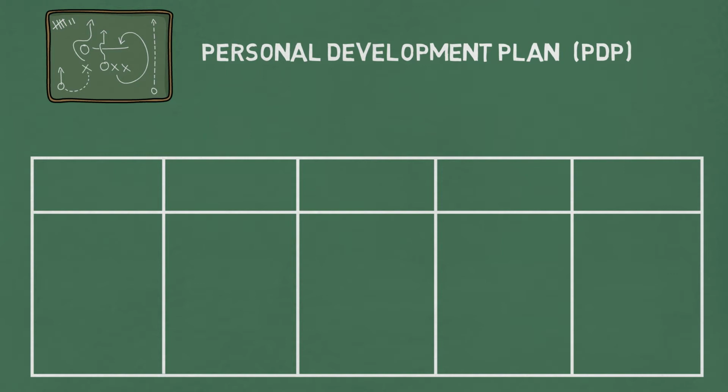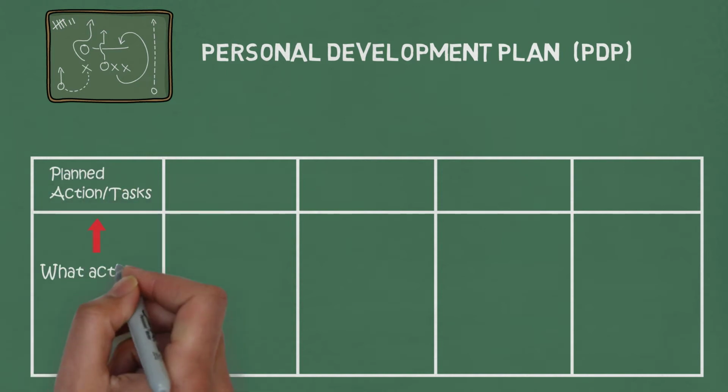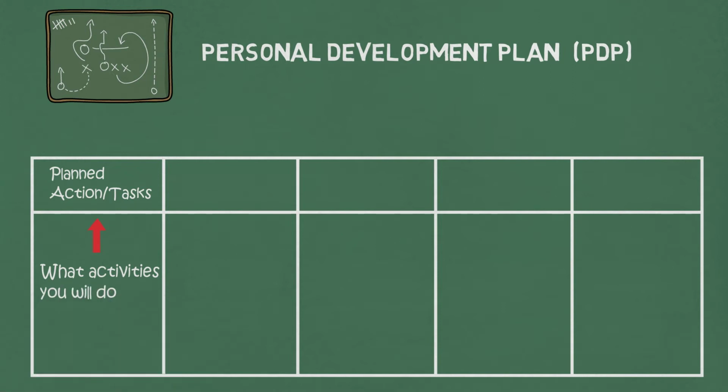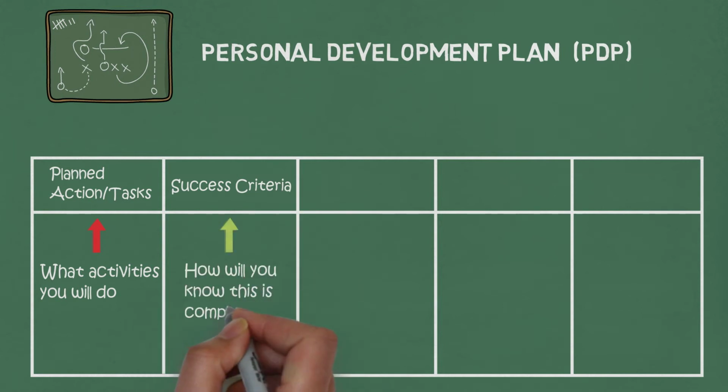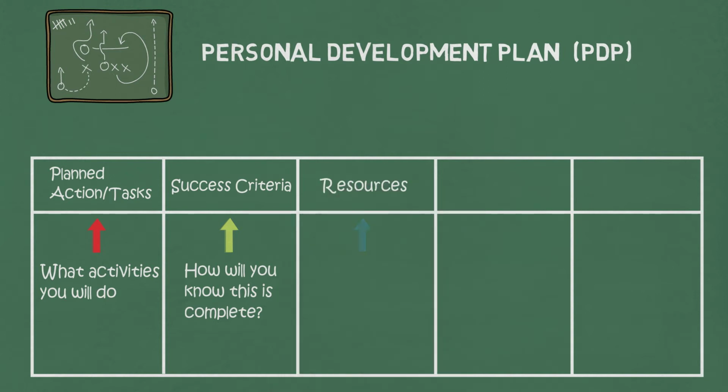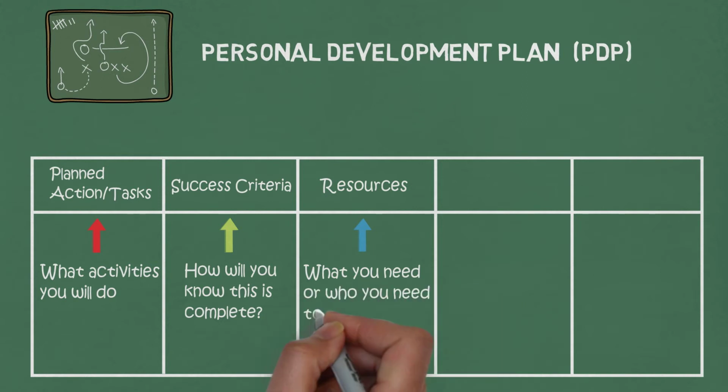The first is the planned action and tasks. What activities will you do? Next is success criteria. How will you know that it's complete? Next is resources. What do you need, or who do you need to support you to do that task?